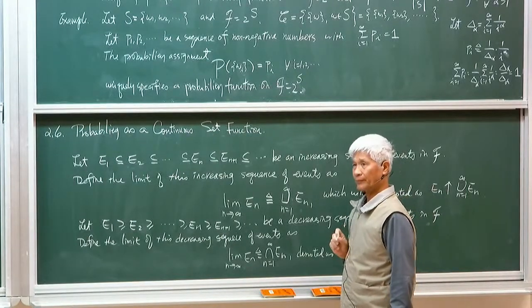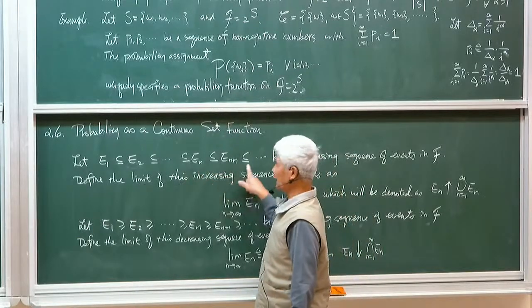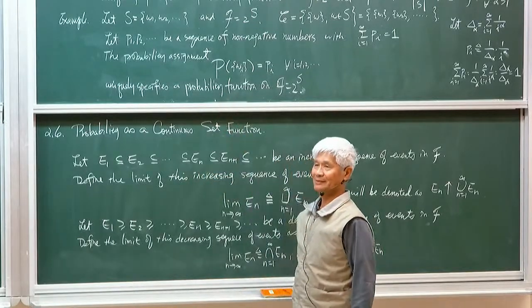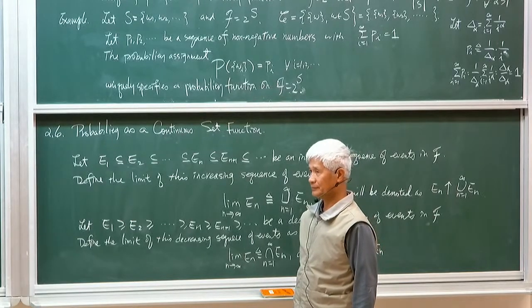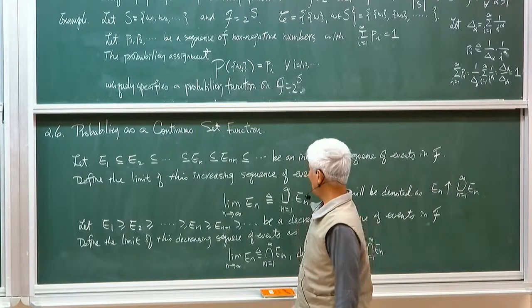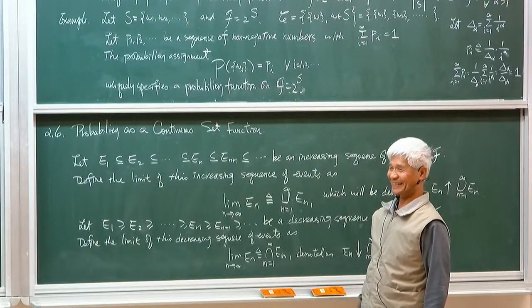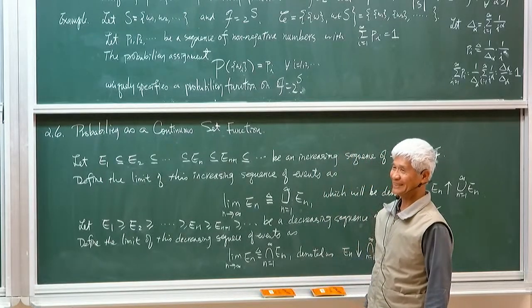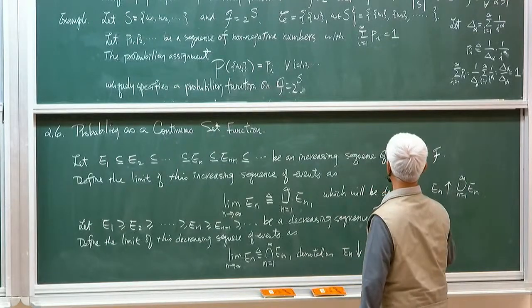The probability of the union of all the events, and these events are an increasing sequence. Would that not become the sample space eventually? Not necessarily. Well, I can show you.